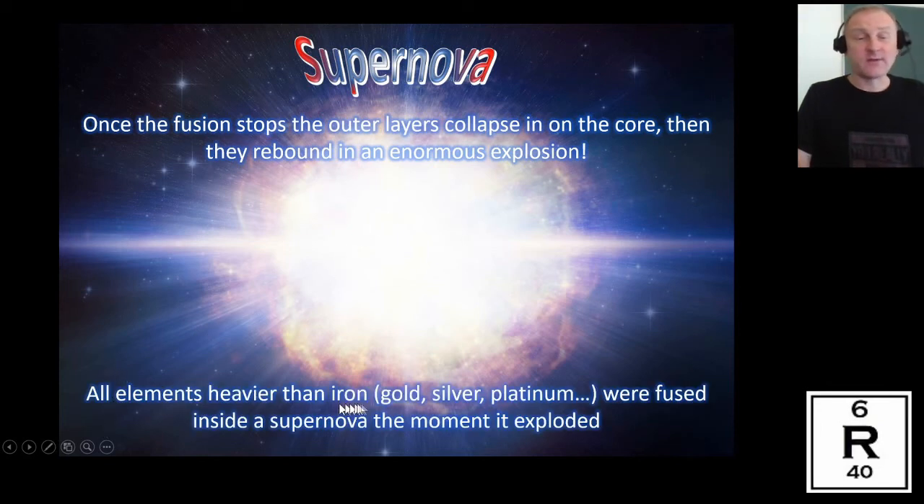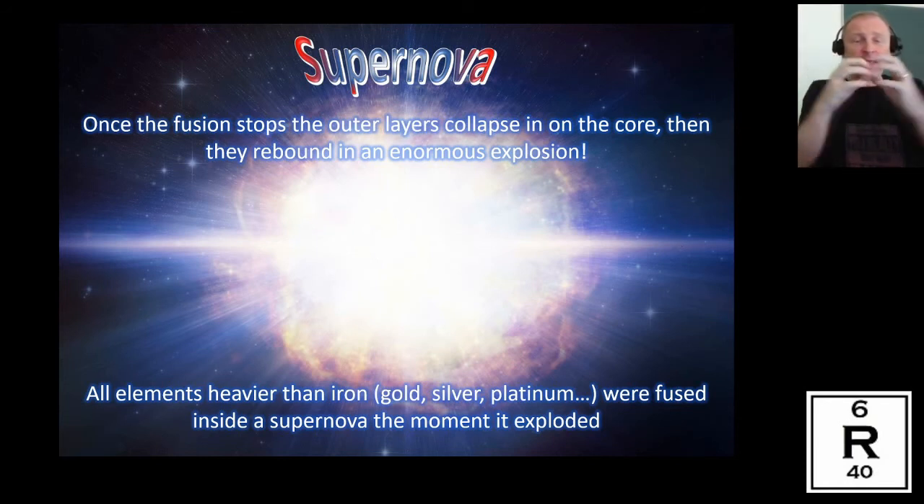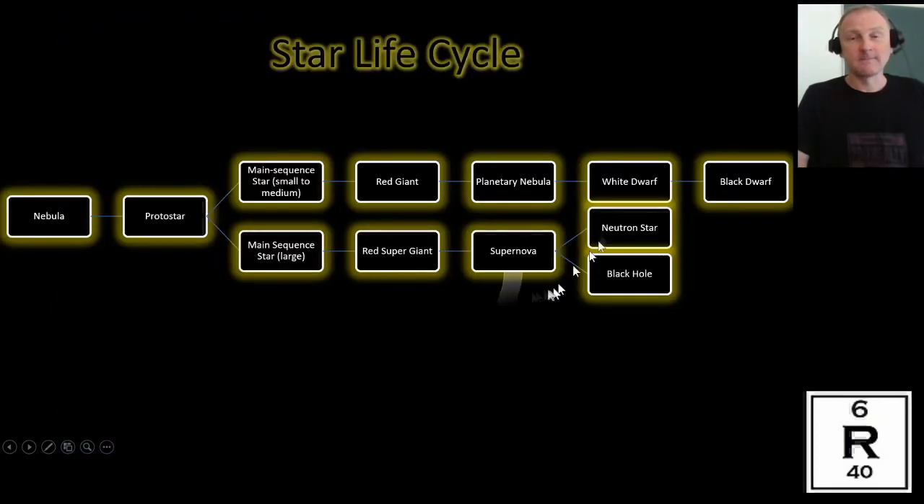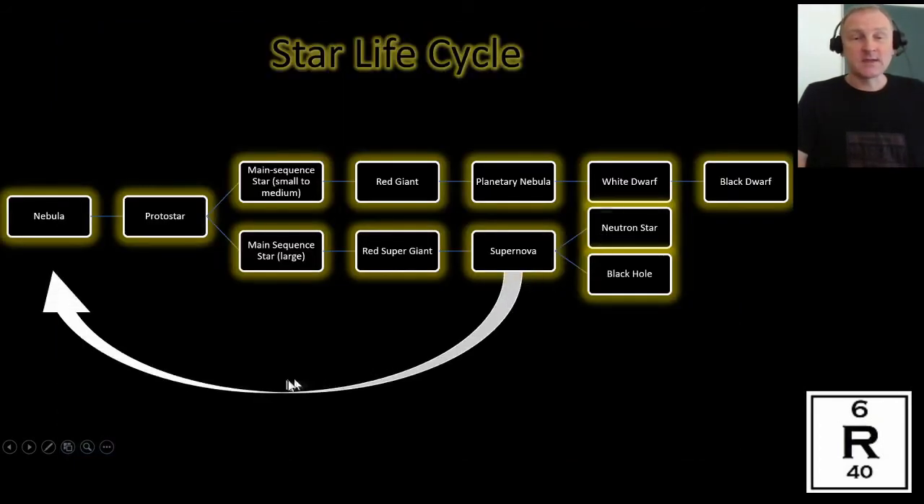All the elements heavier than iron, such as gold, silver, platinum, were fused inside a supernova at the moment of explosion. So everything comes crashing in and bam, all this pressure, now we start to get all the elements bigger than iron forming. And then they hit and they explode and they go all over the universe. They shoot off all these heavier particles, all these heavier elements. So those heavy elements can then form into gases, which can find gravity with other things and create another nebula.